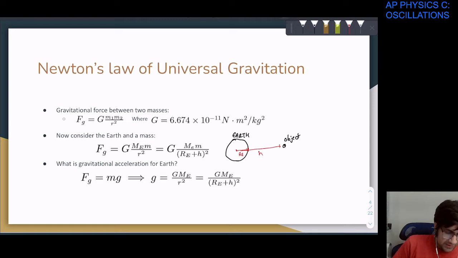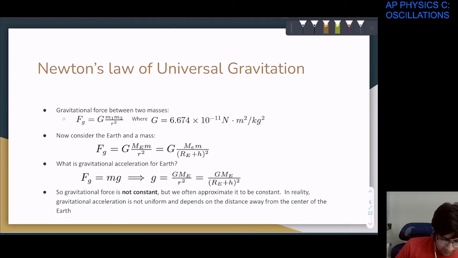And now we're going to look at what is the gravitational acceleration of the Earth. So let's think about it. So gravitational acceleration is just F equals ma. So the acceleration due to gravity is the gravitational acceleration. So if we just write F equals m times g, so g is going to be our special acceleration that pertains to gravity. And we substitute in F sub g with this expression over here. Then we end up getting g is equal to this over here, and it's also equal to this over here.